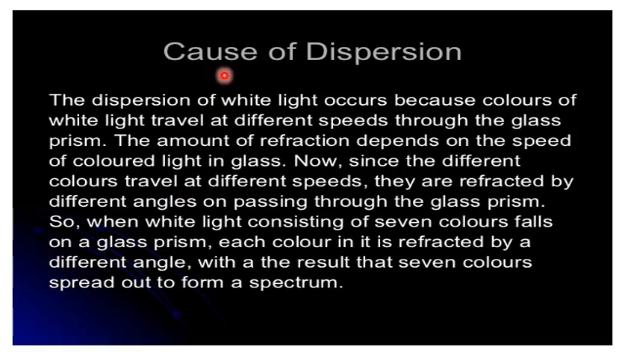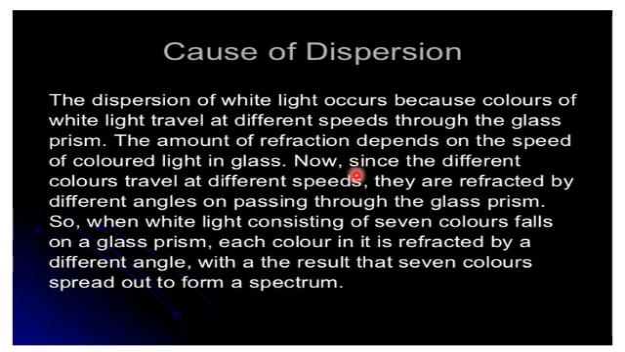Now, cause of dispersion. How does dispersion take place? The dispersion of white light occurs because the colors of white light travel at different speeds through the glass prism. They don't have the same speed. They travel with different speeds. The amount of refraction, meaning bending of light, depends on the speed of colored light in glass.